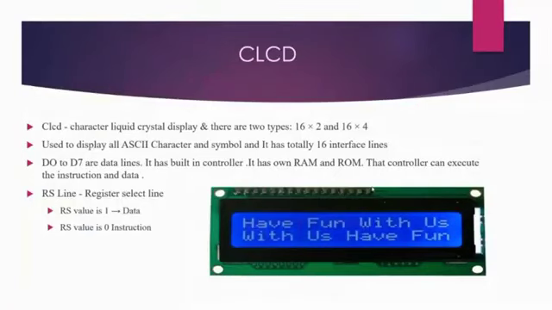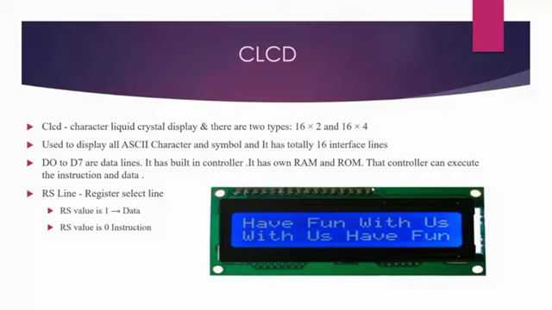Coming to the CLCD. CLCD stands for Character Liquid Crystal Display, and there are two types, 16x2 and 16x4. It is used to display all ASCII characters and display symbols, and it has a total of 16 interface lines. D0 to D7 are data lines. It has a built-in controller with its own RAM and ROM. That controller can execute the instructions and data.